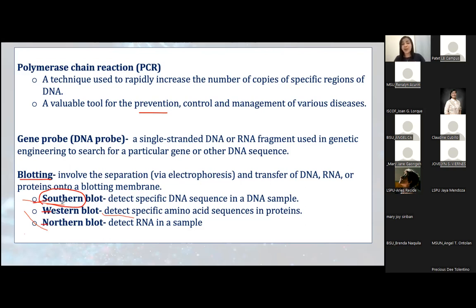Now, tandaan nyo ha, southern is used to detect DNA. Western is used to detect amino acid sequences in proteins, and si northern detect RNA. Depende na sa inyo if paano nyo ito tatandaan, pero ako usually, sinasaulo ko na lang talaga. Wala akong specific na mnemonics dito or technique para matandaan ito. Basta I know, ayan, southern blot, si DNA, western blot, si amino acid, northern blot, si RNA. So, hanapan nyo na lang na way on how you will remember this.